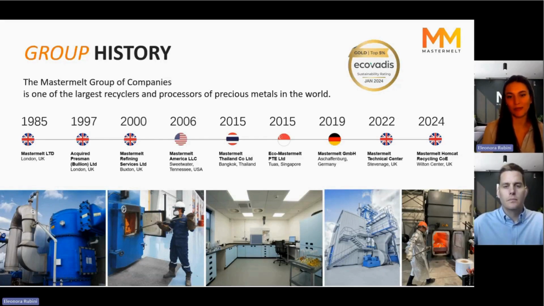Our latest expansion is the site in Wilton in the north of England. This is our Mastermelt HomeCat Recycling Center of Excellence. And it is a site we're going to talk a bit more about later on, because it is the site that has all the focus on the scavenging and distillation capabilities for all these HomeCats that we're going to be talking about today. All these different locations and one common goal, it's a global focus on sustainability.